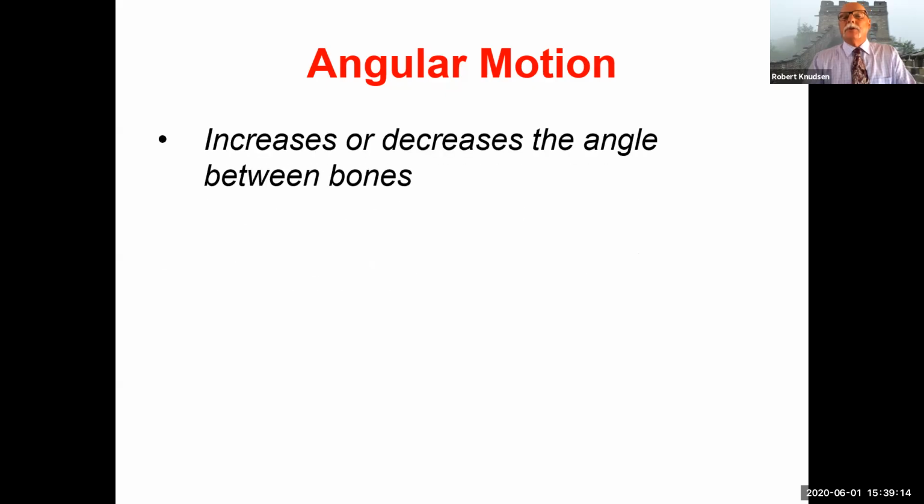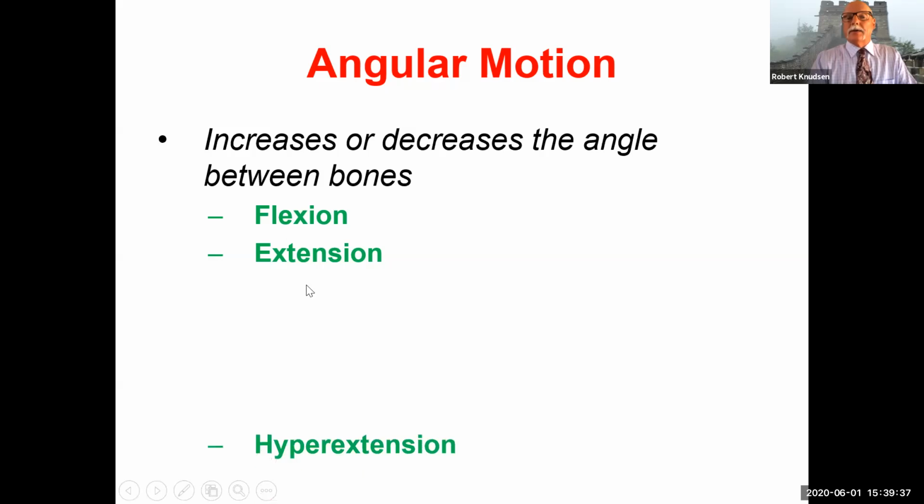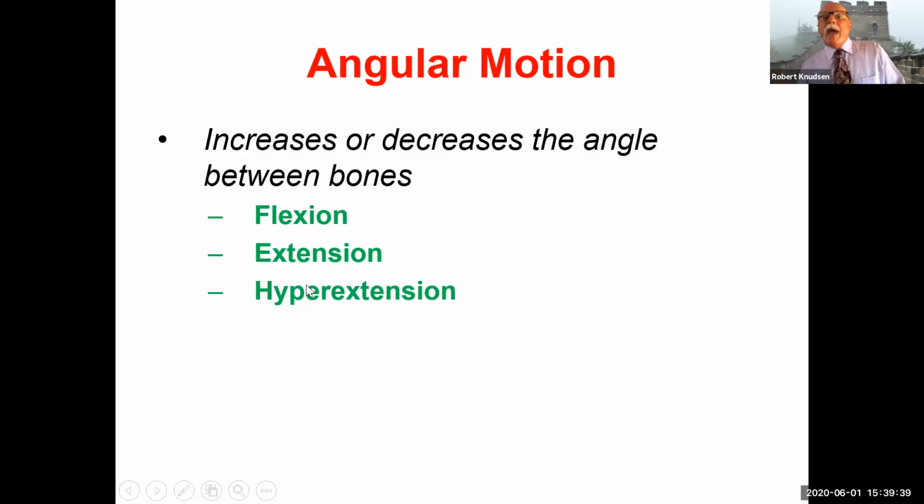Okay? Whenever you increase or decrease the angle between 2 bones, guess what that's called? You decrease the angle. Flexion. I wrote it for you, so you know how to spell it. Extension is when you increase the angle. So when you decrease the angle, it's flexion. When you increase the angle, it's called extension. When you go past extension, it's called hyperextension. Some places on our body, we can hyperextend. Some places we can't, okay?